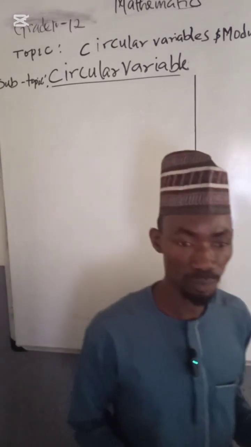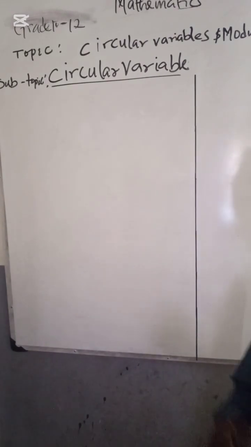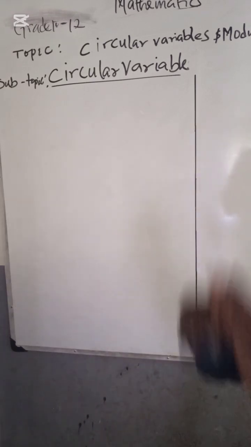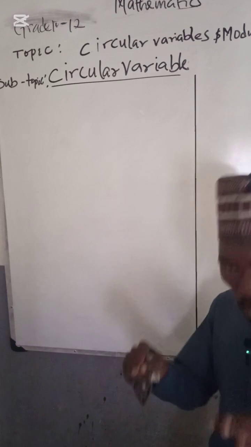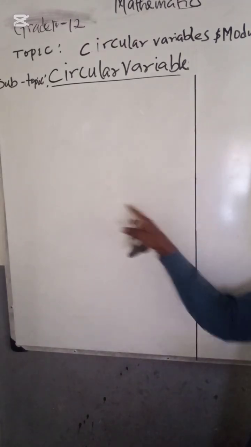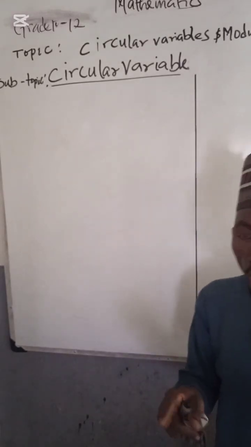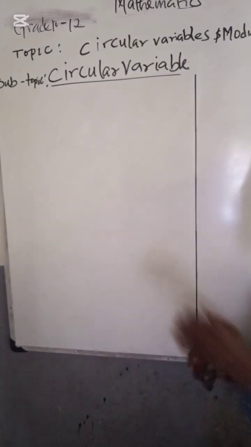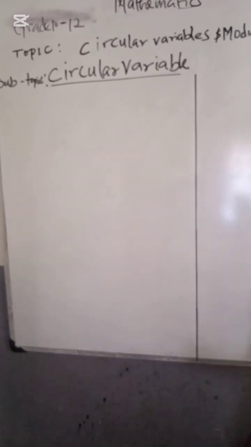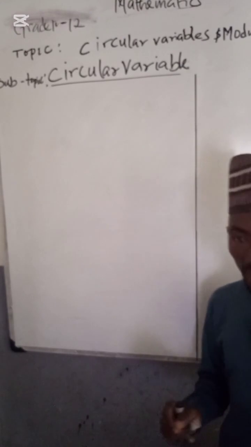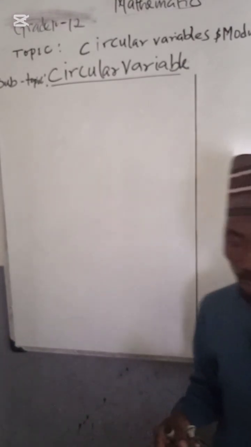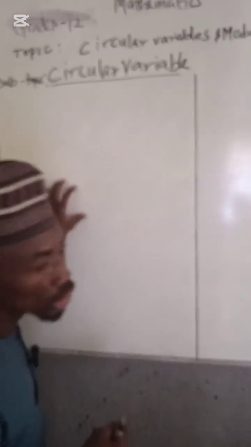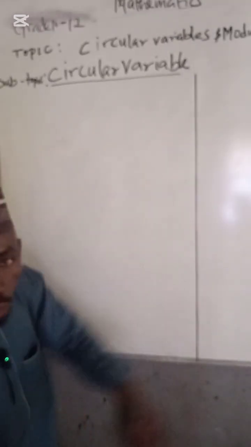We can simply say circular variable is a movement around a circle of a given circumference. This circumference is unitless, and the value depends on the given variable. That is, it can change from one number to the other.